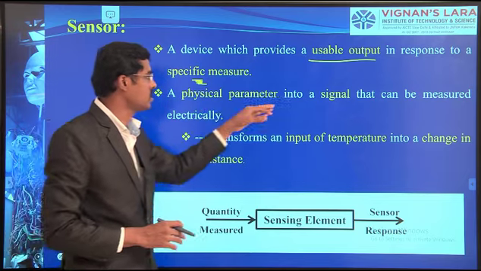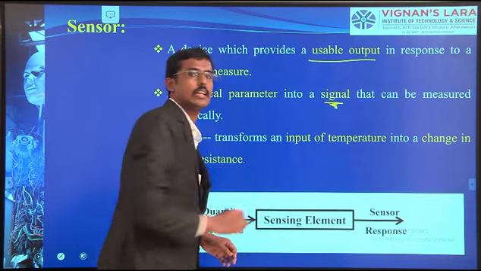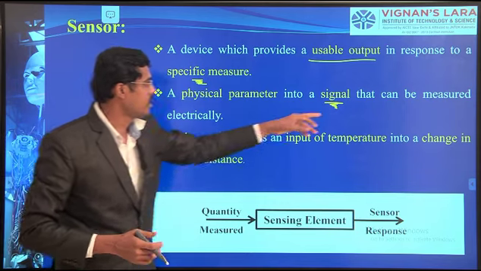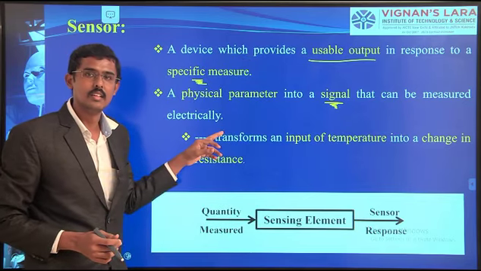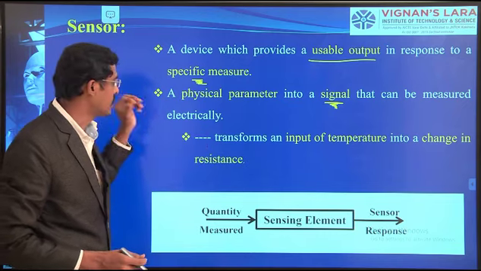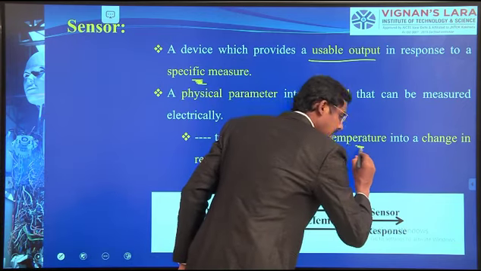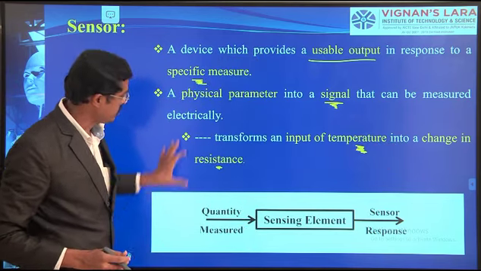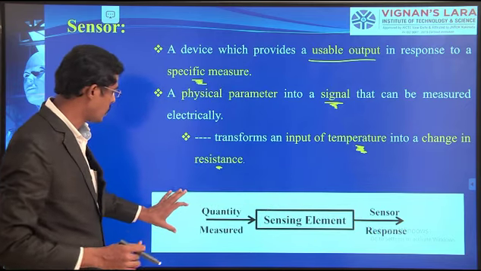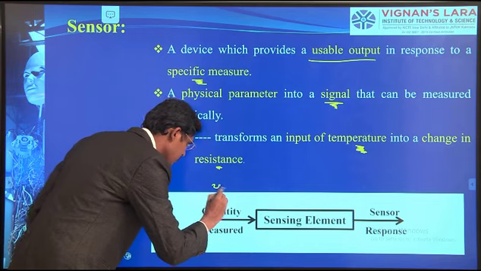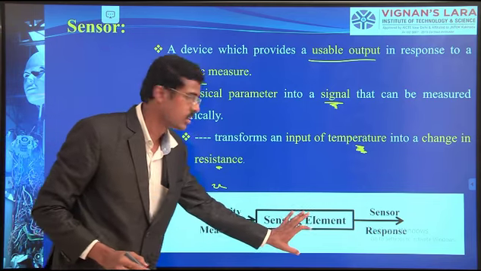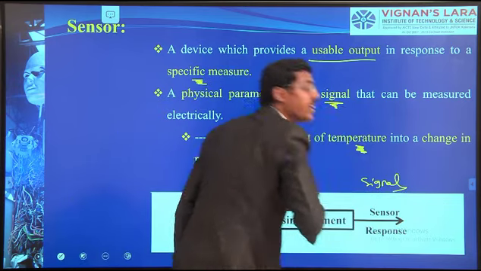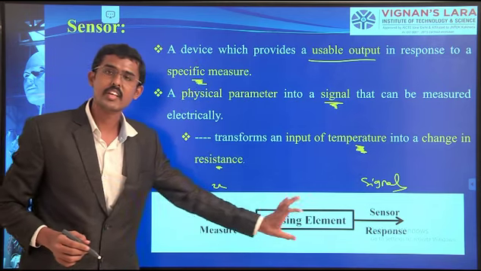A physical parameter is converted into a signal, which means a readable electrical signal which can be controlled and can be measured electrically. As an example, I'm giving a transducer with an input of temperature, which changes into a change in resistance. A simple sketch helps us understand easily: a quantity being measured, the sensed element, and the response signal is given here.